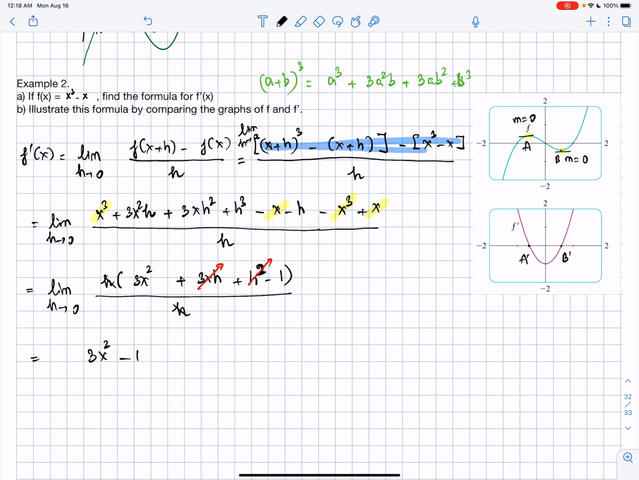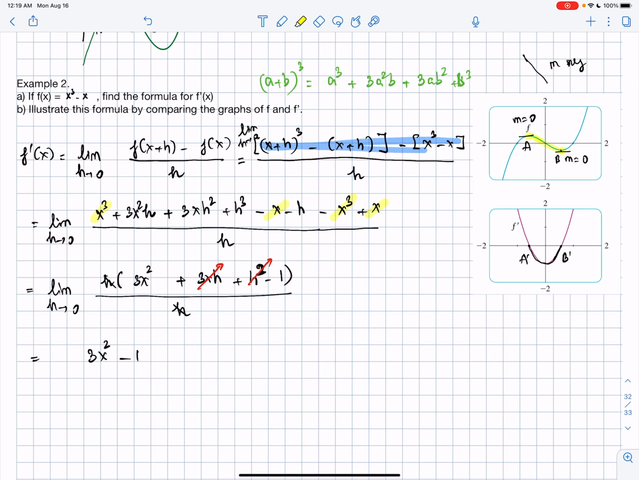So from the point A to B, what do we see is that the graph is going down. If we draw the tangent line, it will go this way, which means the slope is negative. So m is negative. If the slope is negative, it means f prime will be below the x-axis. So that's why the connection from A prime to B prime is below the x-axis.